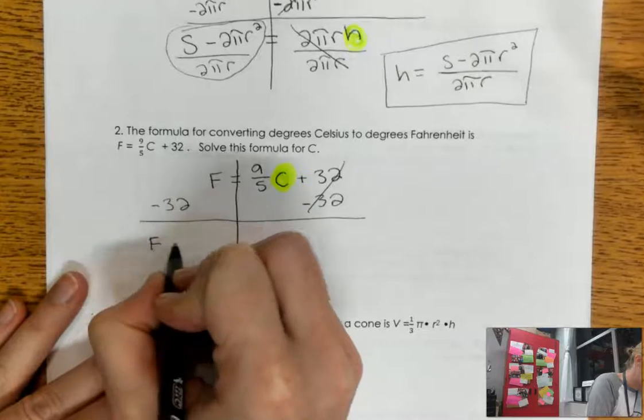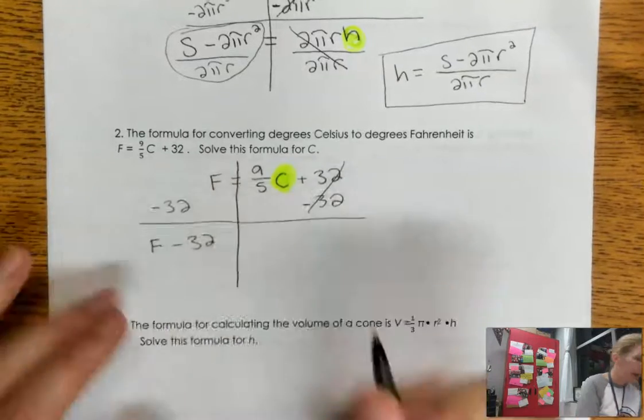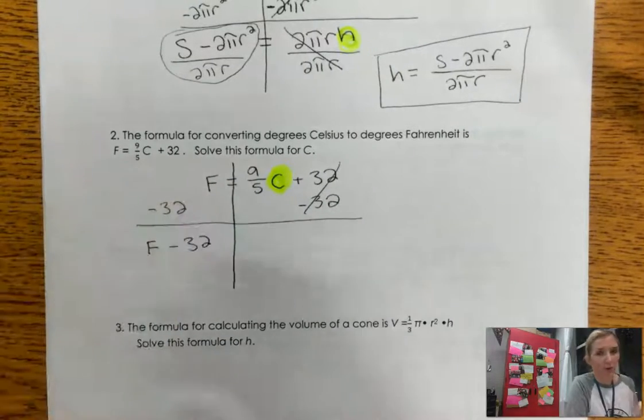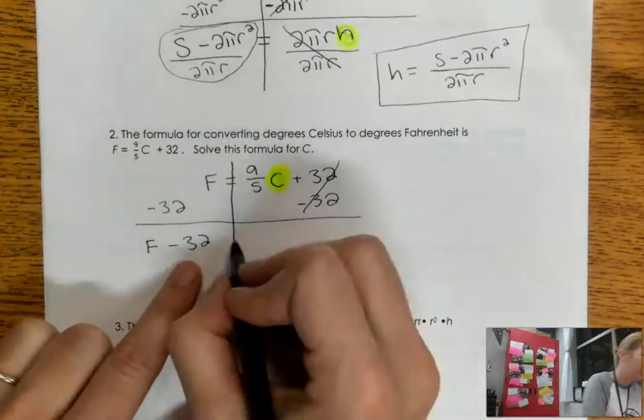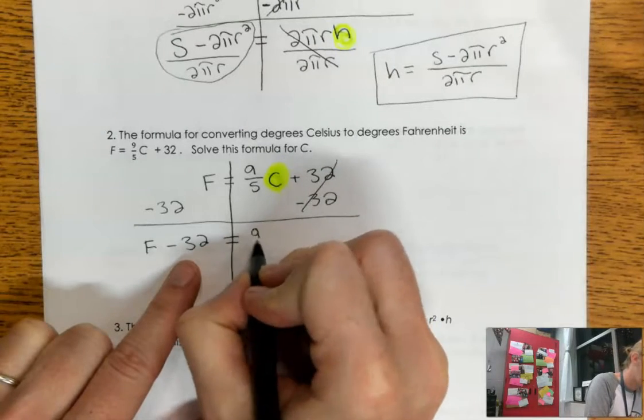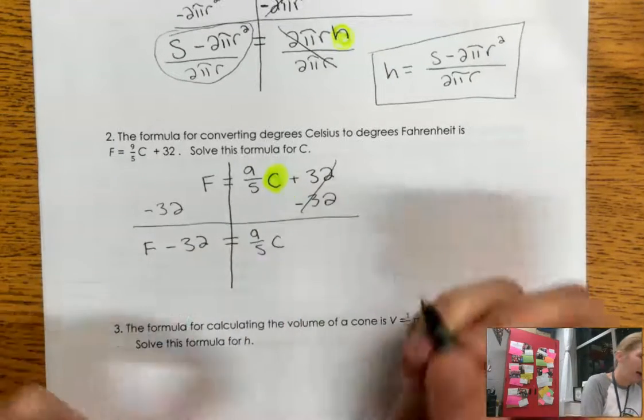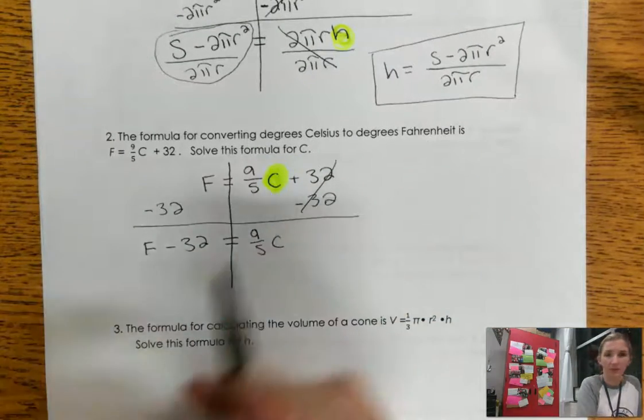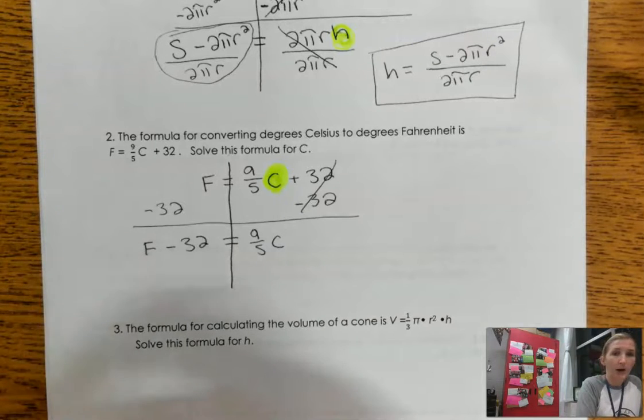So I'm going to write F minus 32. And I just put the F first because it was there first, right? So F minus 32 is equal to 9 over 5C. That's the only thing I have left on the right-hand side. All right, we're so close.